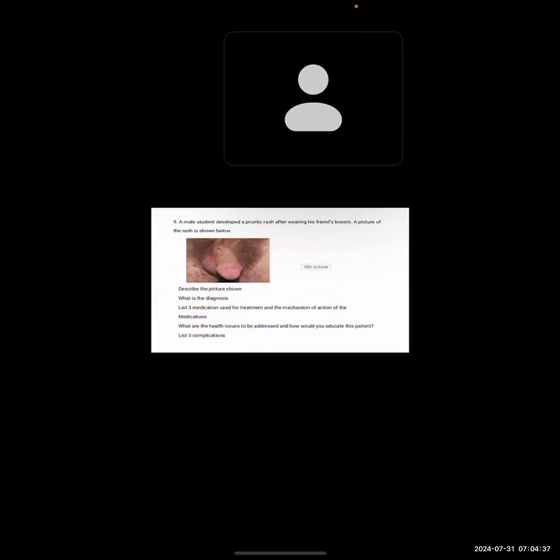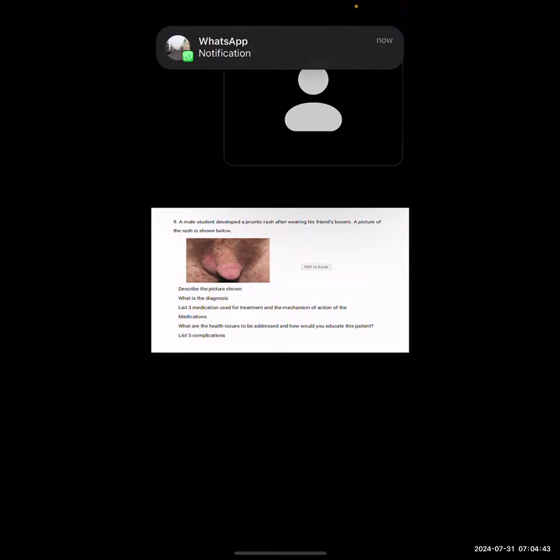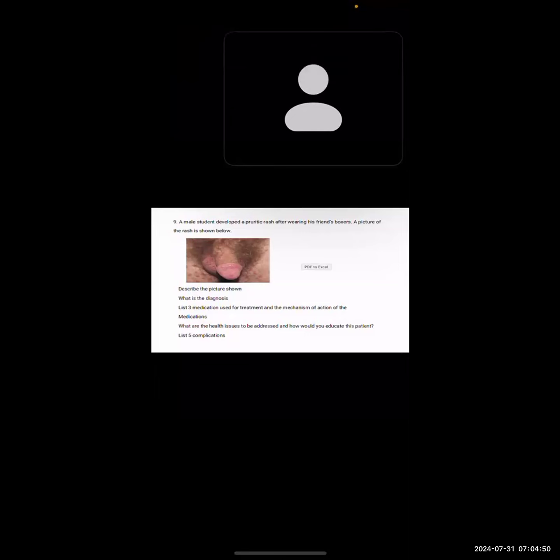So to answer the questions, to describe the lesion, I'll just go back to it so that we can describe it. There are multiple erythematous papules on the shaft of the penis, the glans of the penis, the scrotal sac, as well as the upper thighs, or you can say the adjacent thighs.